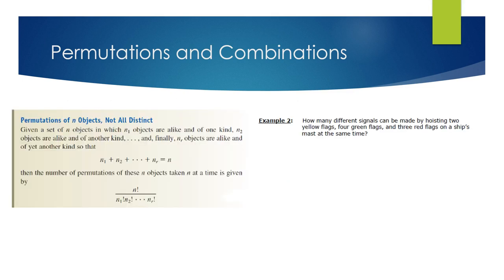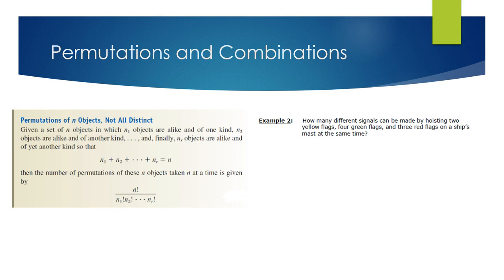Now, that formula is for a permutation where everything is distinct. Those digits were all different, okay? If I have a situation where some of the items would be the same, I would have to use a different formula. So if they're not all distinct, then I would use this formula, where the number of permutations would be n factorial over n1 factorial times n2 factorial, and so on. So it depends on how many groups I have that repeat. So for instance, I want you to try example 2. How many different signals can be made by hoisting 2 yellow flags, 4 green flags, and 3 red flags on a ship's mast at the same time?